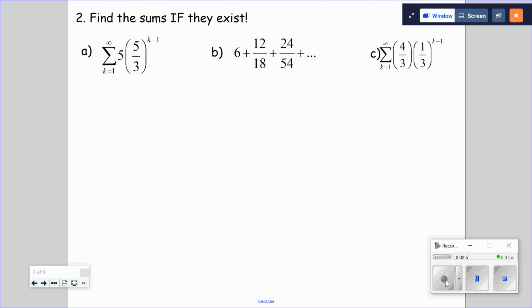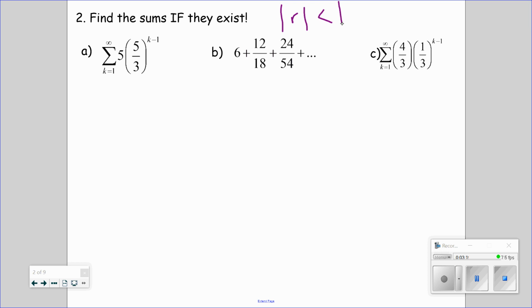Number 2, it says find the sums if they exist. These are all infinite sums. So what is something that you need to check on to make sure an infinite sum exists? Matthew, what do we have to check on to make sure an infinite sum exists? Yeah, you got to check that R value. Make sure the absolute value of your R value is less than 1.